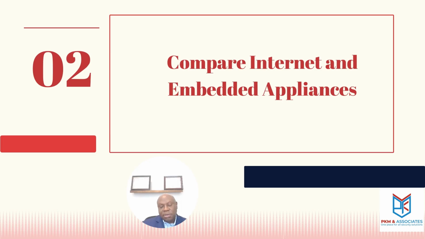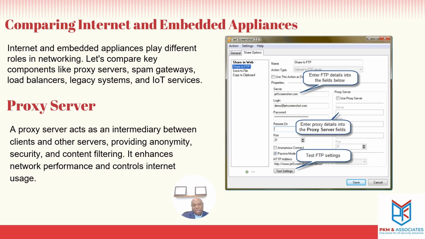So now let's talk about internet and embedded appliances. They play a different role in networking. Let's compare key components like a proxy server, spam gateways, a load balancer. I kind of alluded to a load balancer in my previous slide. Legacy system and IoT, which is Internet of Things. Just think of Internet of Things as your phone or any device that is connectable to your network, your fridge, your washer and dryer, your security system. They're all Internet of Things.